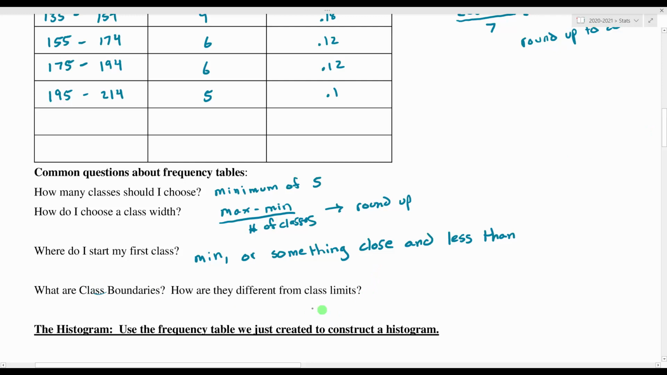So class boundaries, how are they different? I like to think of them as the numbers in between the limits. They exist between the limits. And that's where I will leave that.